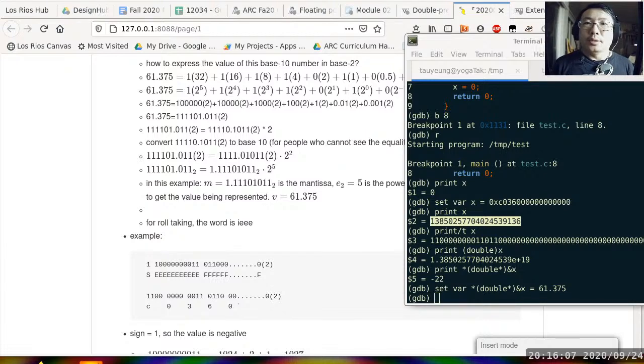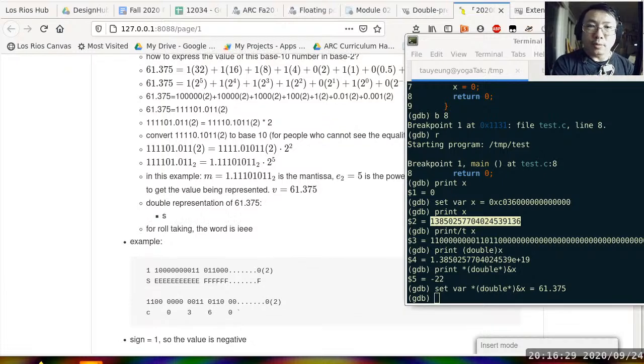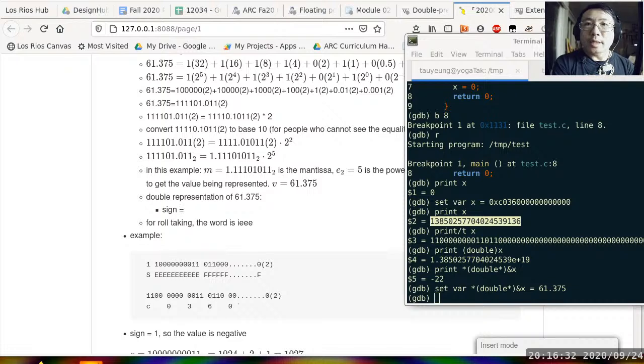Okay. So now we want to look at the bit pattern and find out what is the actual bit pattern to represent 61.375. So we can say double representation of 61.375. And the first thing, the easiest part of this would be the sign bit, right? So the sign bit is going to be a 0 because the value that we want to represent is not negative.